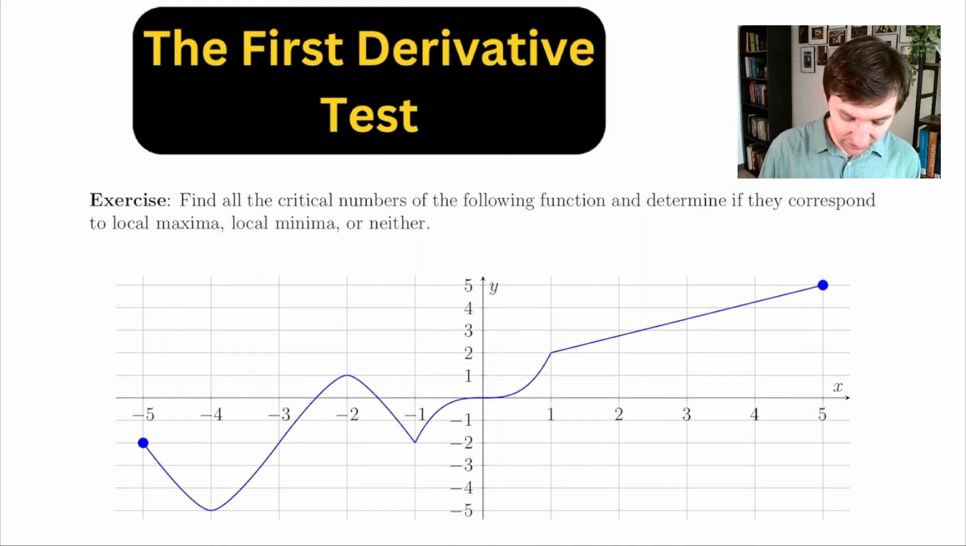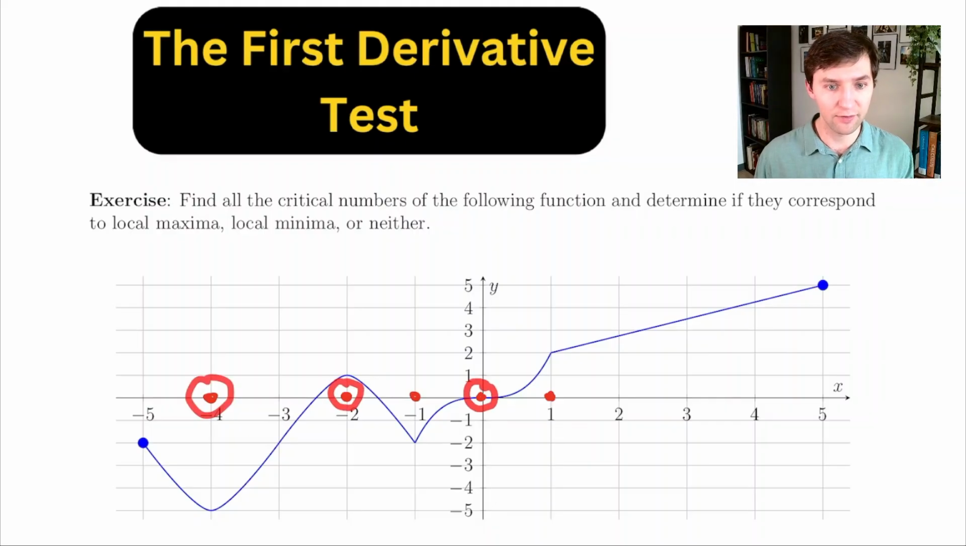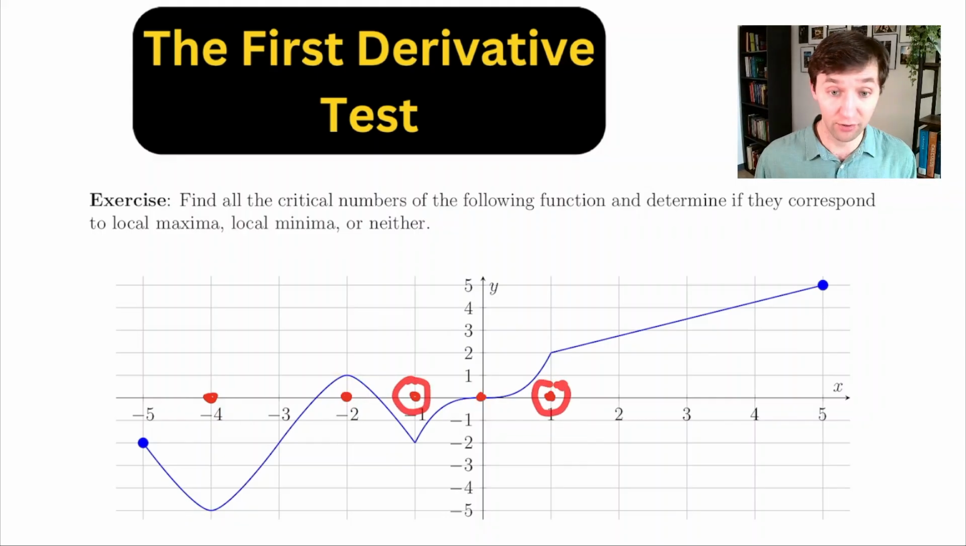I believe that this function has many critical numbers. I see critical numbers -4, -2, -1, 0, and 1. -4, -2, and 0 are critical numbers because that is where the derivative of the function is 0. The numbers -1 and 1 are critical numbers because these are the places where the derivative of the function does not exist. We have a corner.